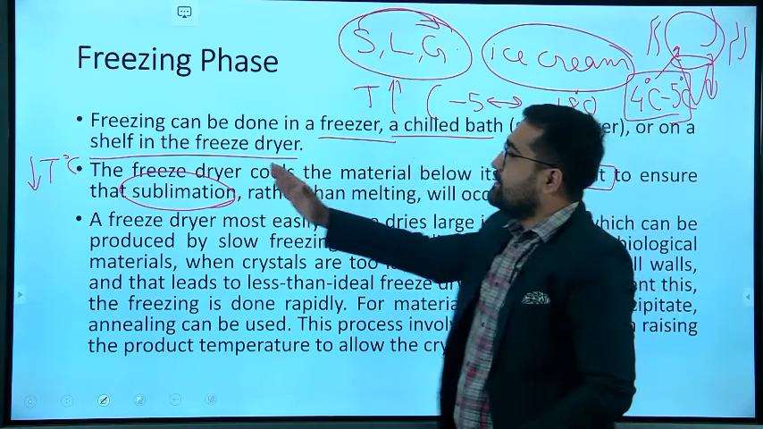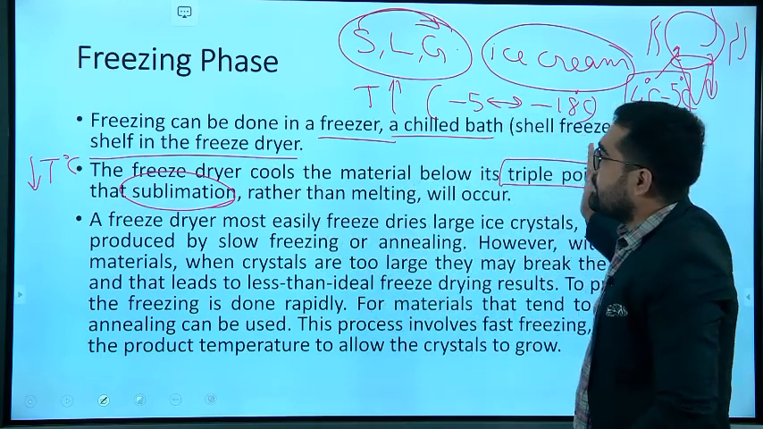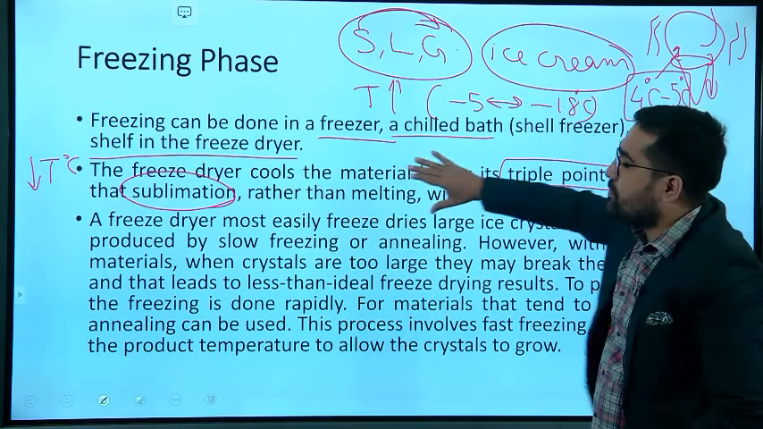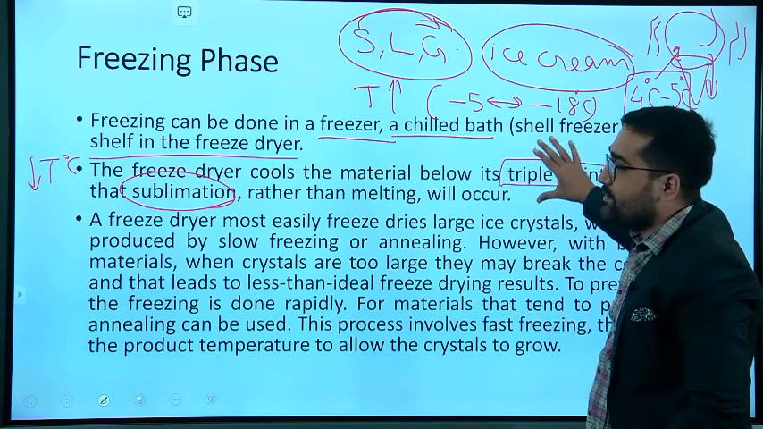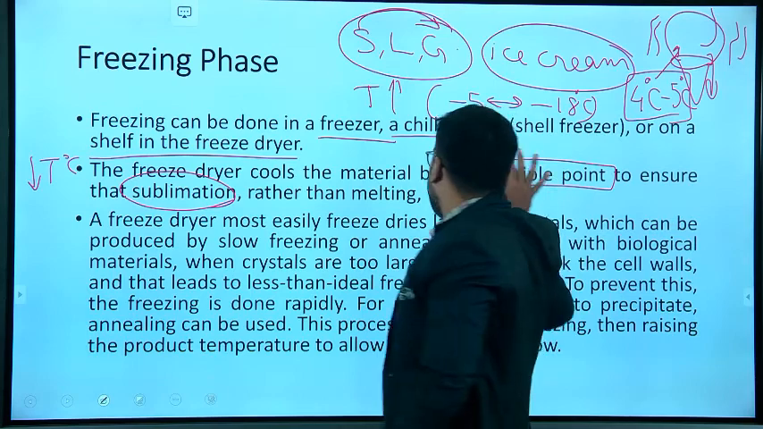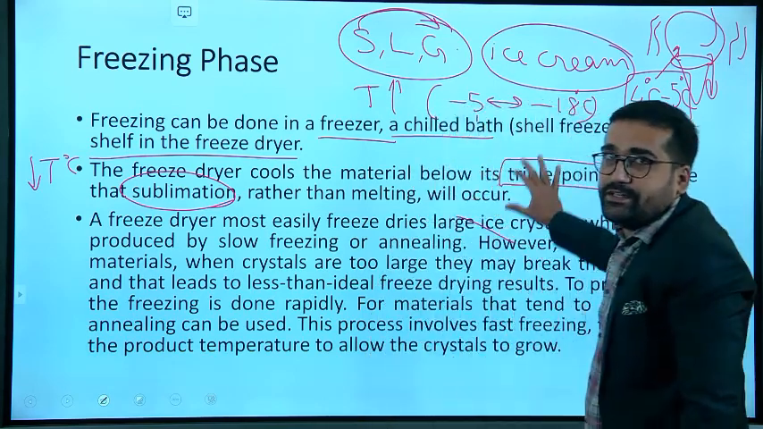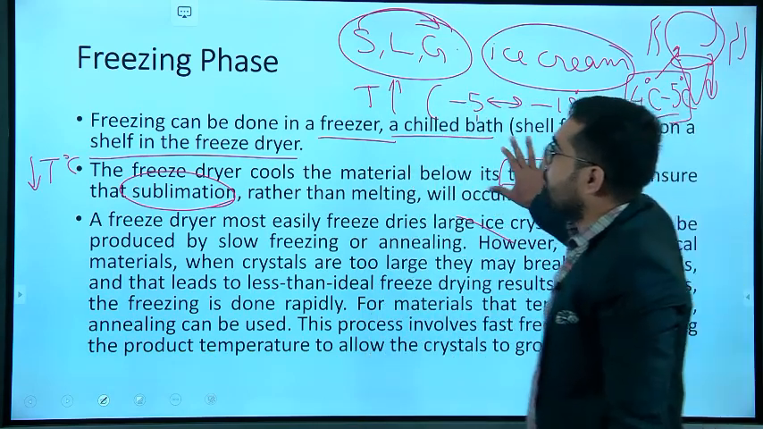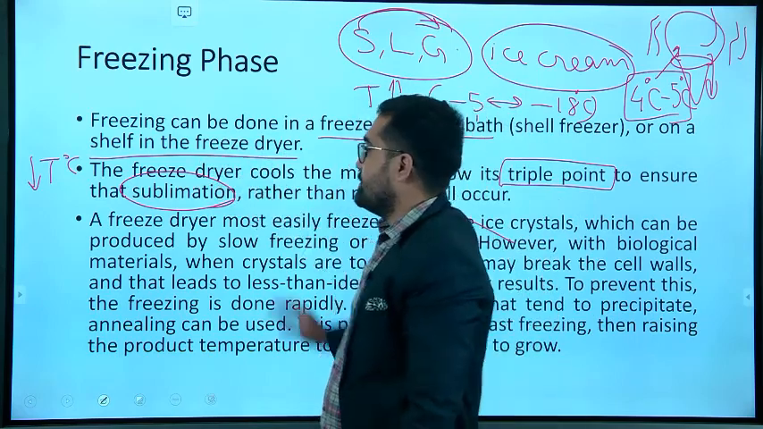If the temperature of the product increases above the triple point, what happens? It will convert to liquid and then to gas. But if we are maintaining the triple point temperature or below the triple point temperature, what happens? We can perform the sublimation action.